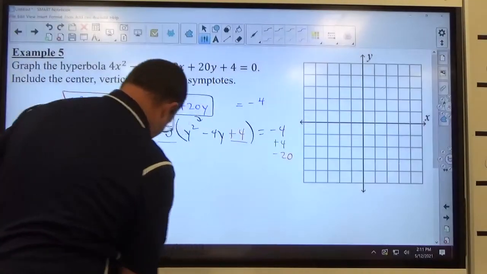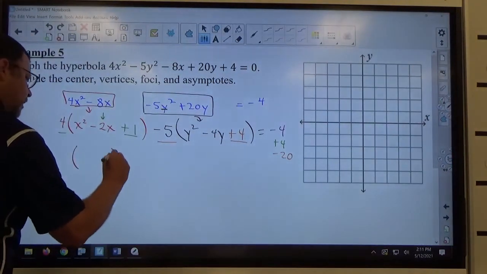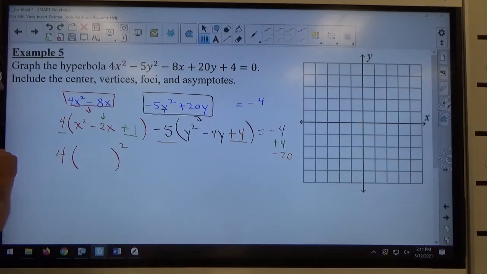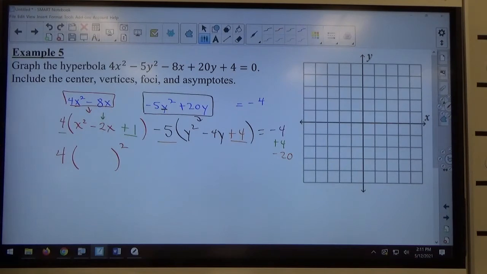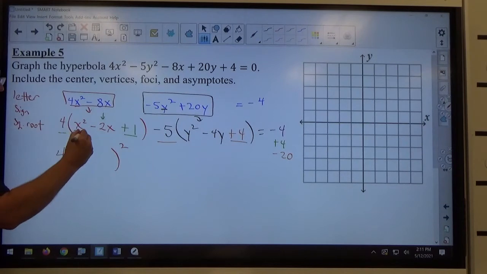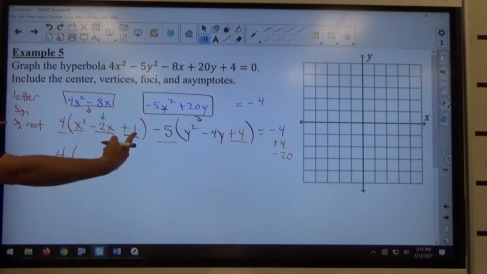All right, so at this point, I'm going to factor. So I've got my parentheses squared here, and I got my 4 out in front. Keep in mind, to get the contents here, some of you are doing this wrong, so I'm going to give you the checklist real quick. We want a letter, we want a sign, and we want a square root. There's 3 objects: object 1, object 2, object 3. The letter comes from the first object, the sign comes from the second object, the square root of the third object is what we want.